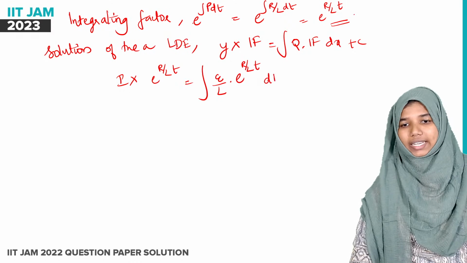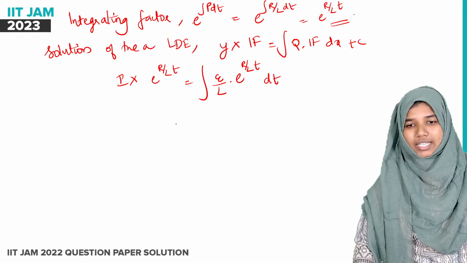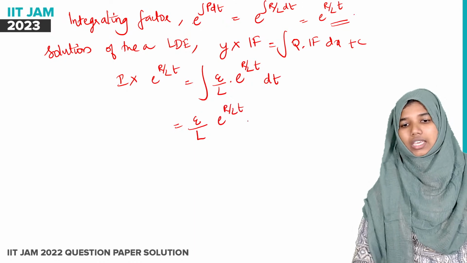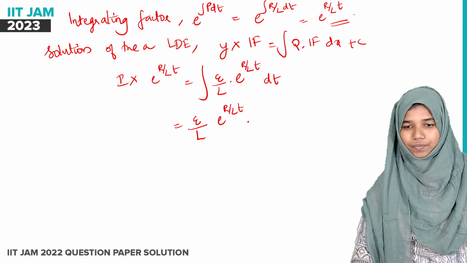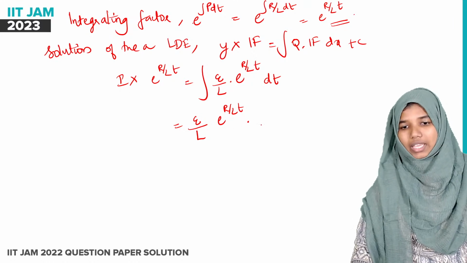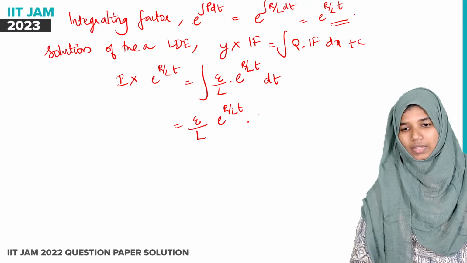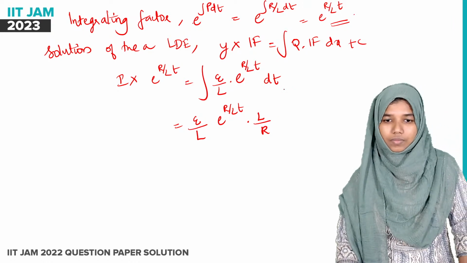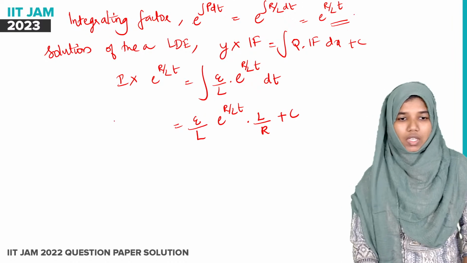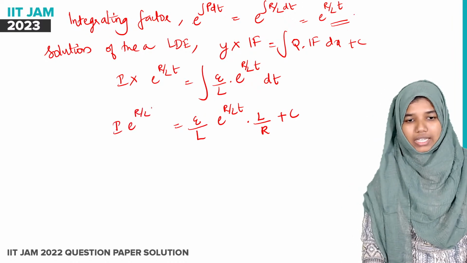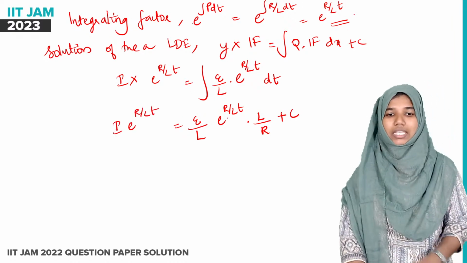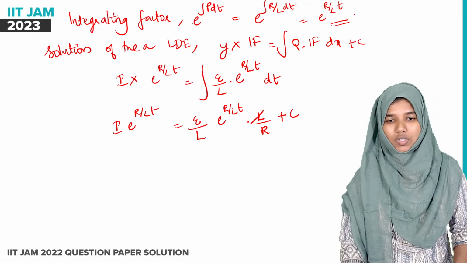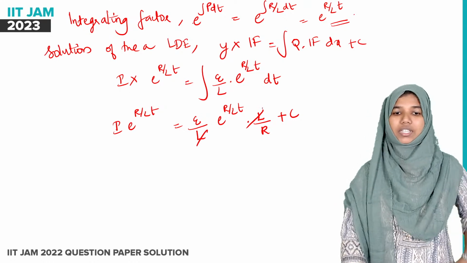into t dt. Okay, ഇത് നമ്മൾ integrate ചെയ്താൽ this is epsilon by L exponential R by L t into divided by R by L, or L by R, plus c. Okay, I into exponential R by L t is equal to epsilon by L exponential R by L t into L by R plus c, where c is an arbitrary constant. So L cancels, so it's epsilon by R exponential R by L t.